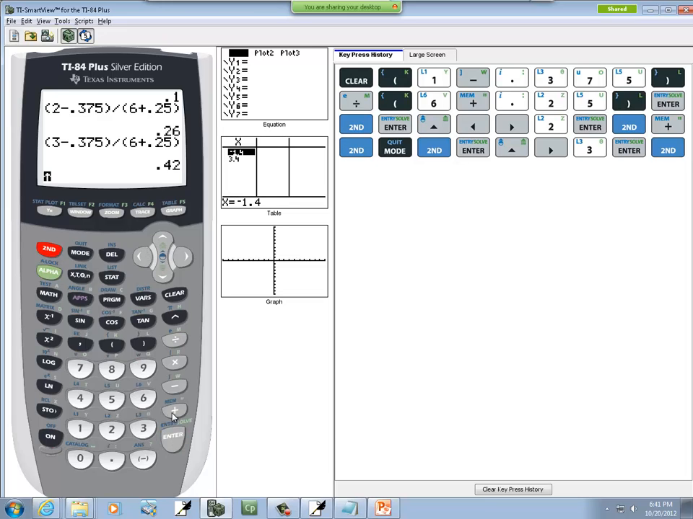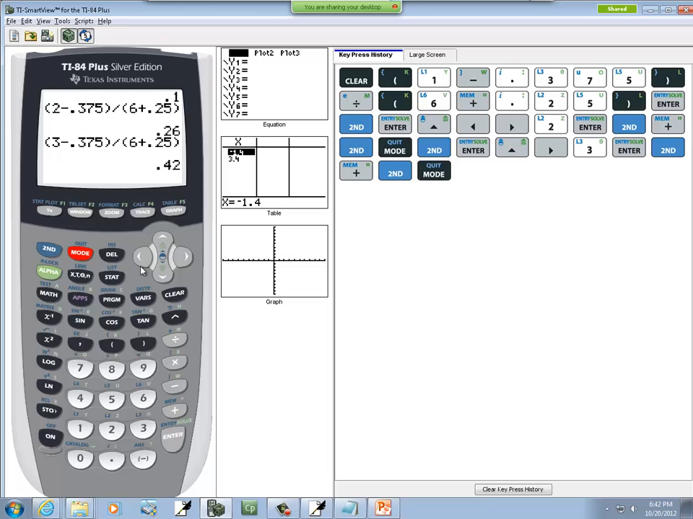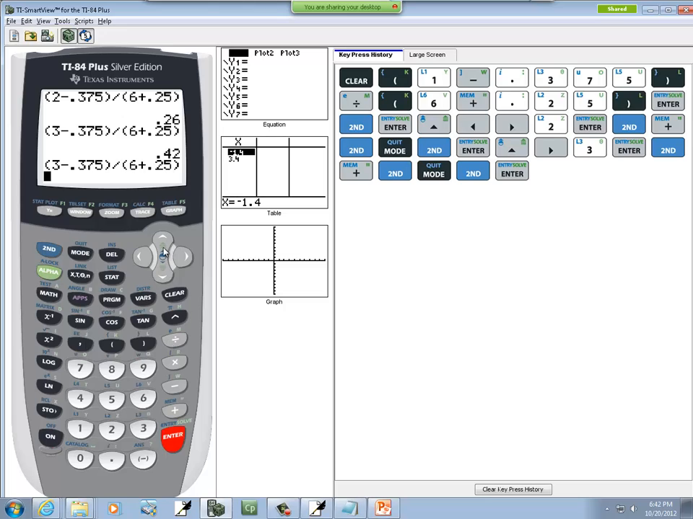Do a second enter, bring up previous entry. What do I... I must be blind. I even have my glasses on. I know what I'm doing, but I'm doing second plus.